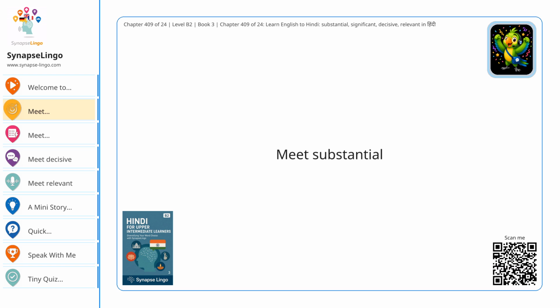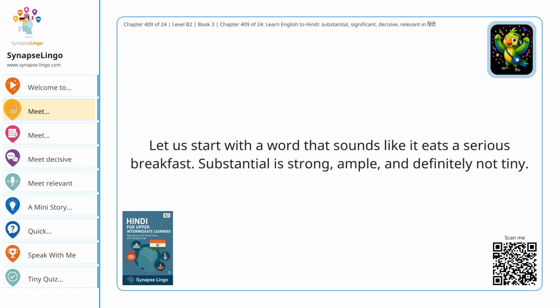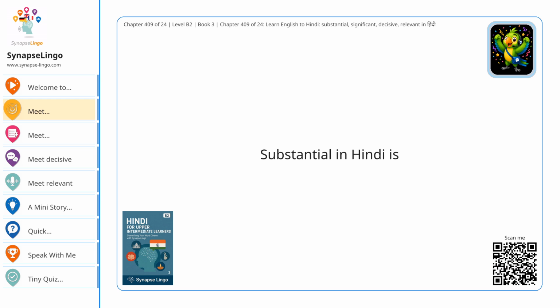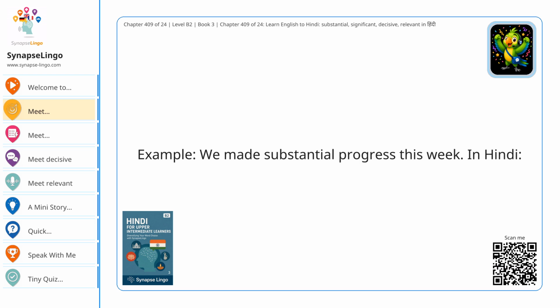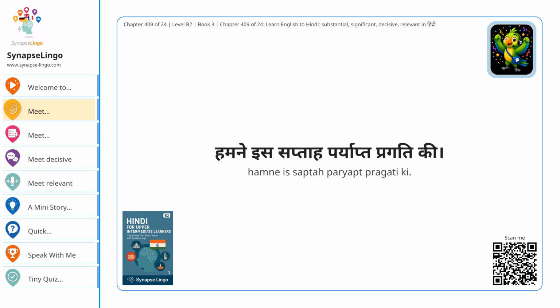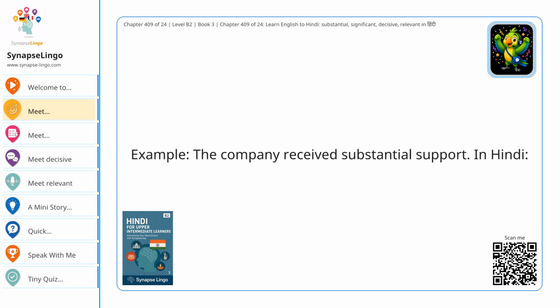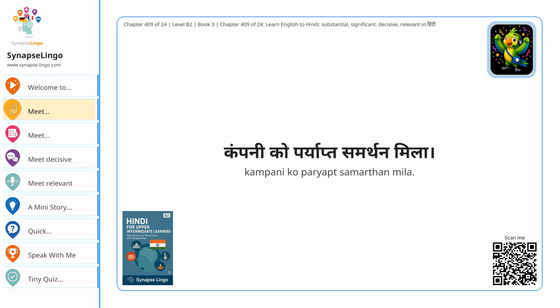Meet substantial. Let us start with a word that sounds like it eats a serious breakfast. Substantial is strong, ample, and definitely not tiny. Substantial in Hindi is पर्याप्त. Say it slowly. पर्याप्त. Example. We made substantial progress this week. In Hindi, हमने इस सप्ताह पर्याप्त प्रगति की. Example. The company received substantial support. In Hindi, कंपनी को पर्याप्त समर्थन मिला.